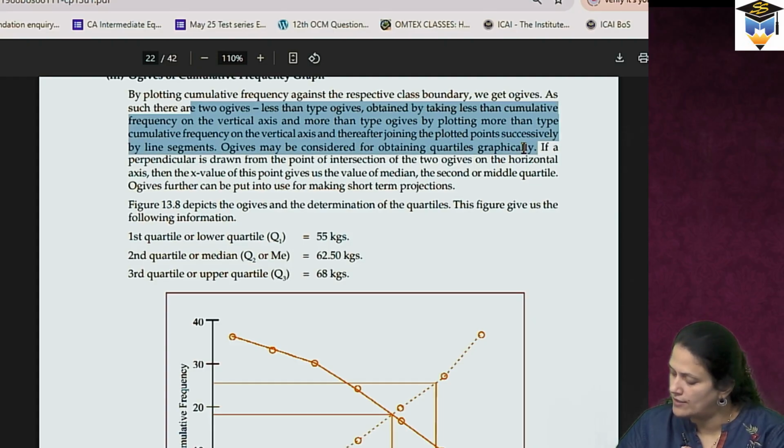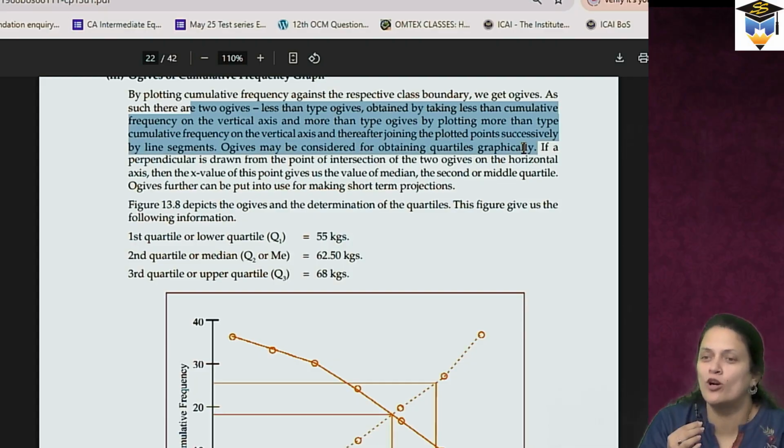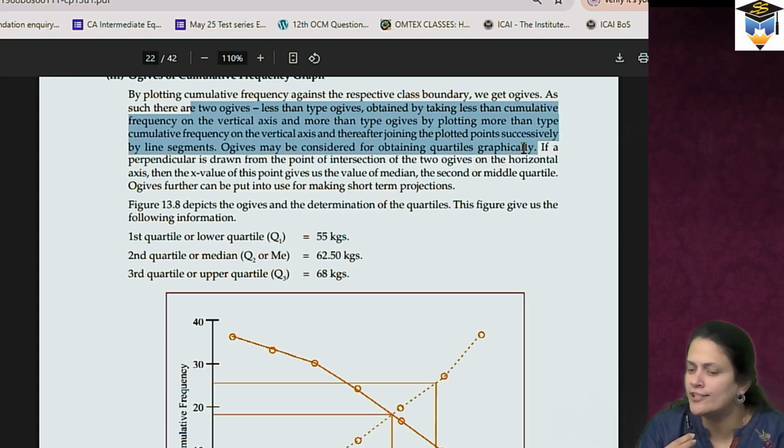So write this down. There are so many things which are given directly and they have assumed that you should know all these things. These things have to be explained, otherwise you will not understand. Give the heading as quartile.